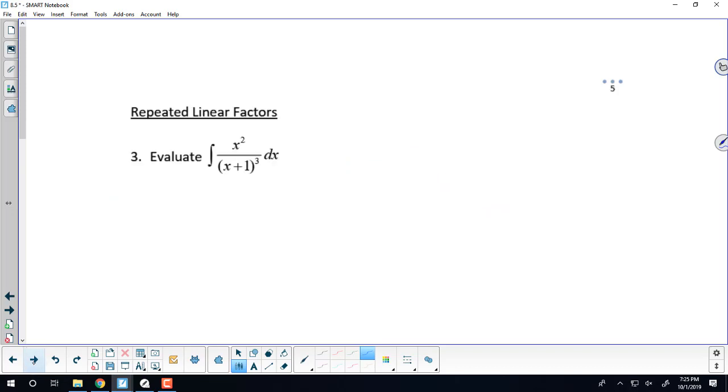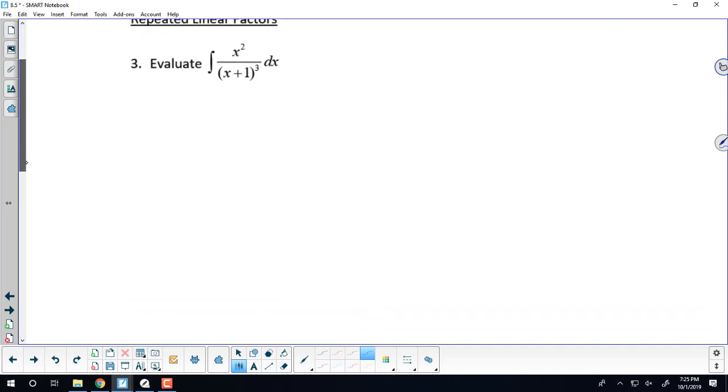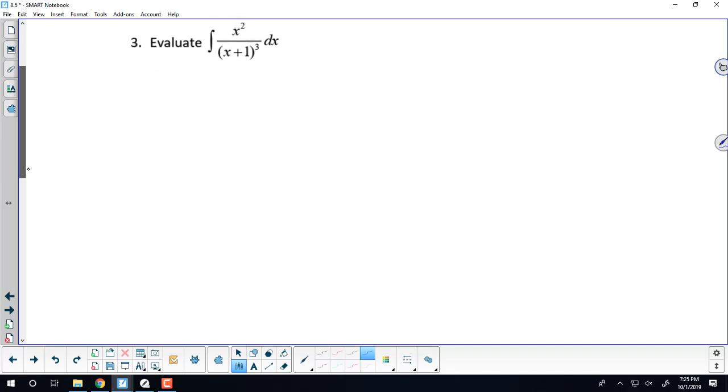Right then. So example 3, we've got repeated linear factors. So maybe we can just leave some space here. Our partial fraction here, we'll say x squared over x plus 1 quantity cubed. How would we break that down?